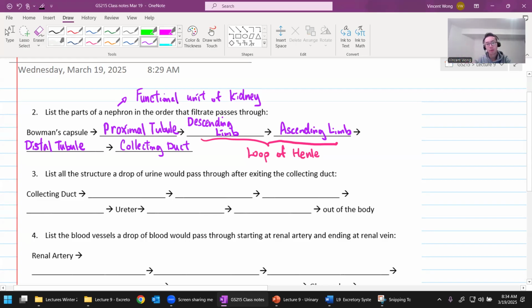Okay, after the collecting duct is the point of no return. There is no more modification allowed after the collecting duct. You can't add things to the urine. You cannot reabsorb things from the filtrate. After the collecting duct is only one way, right, which is to leave the body. But before it gets out of the body, there are a bunch of structures it will pass through.